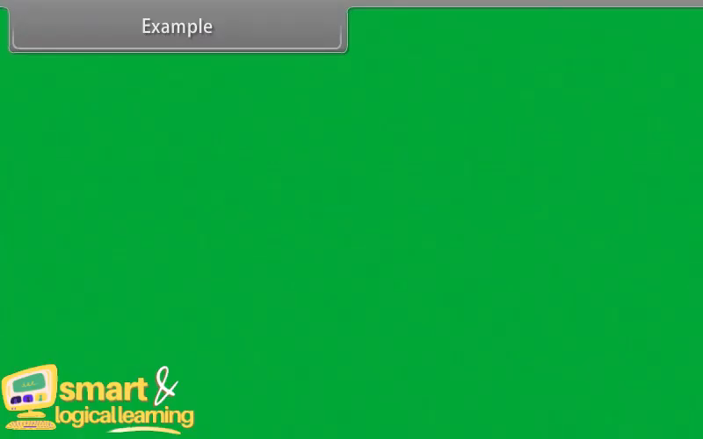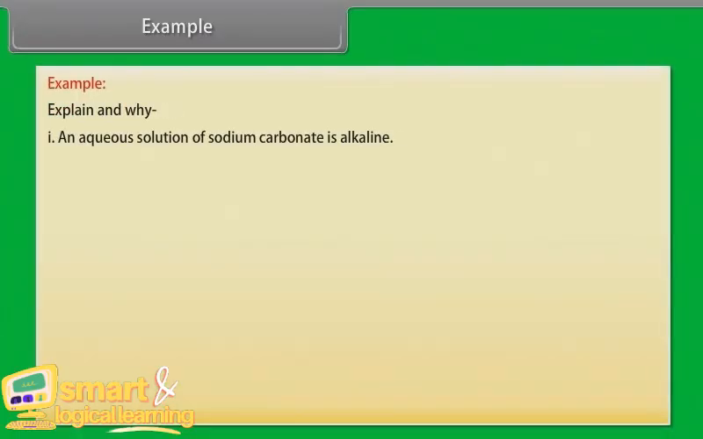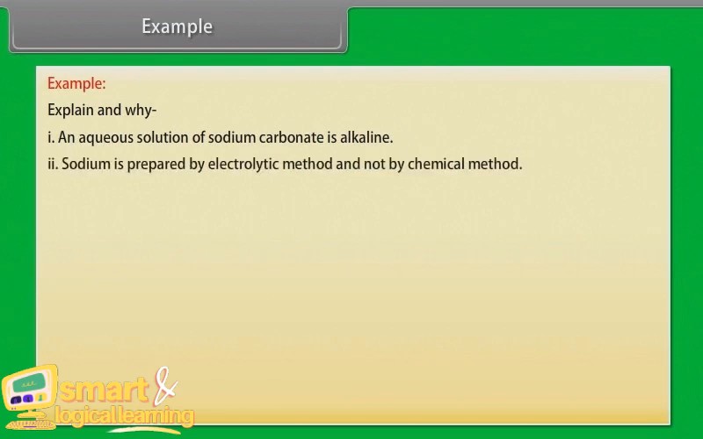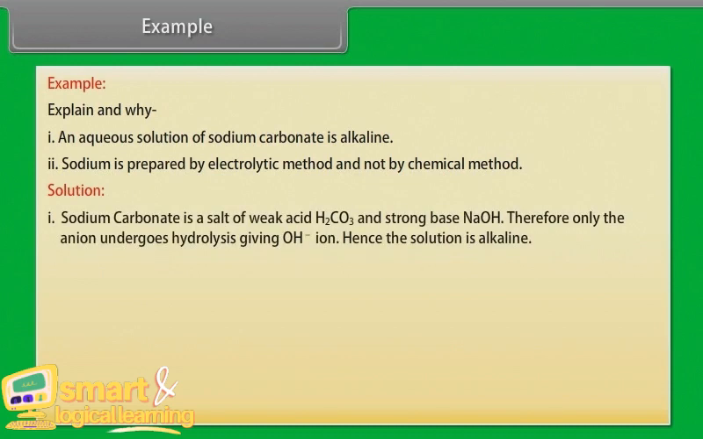Let's take an example. Why is an aqueous solution of sodium carbonate alkaline, and why is sodium prepared by electrolytic method and not by chemical method? Let's see the solution. Sodium carbonate is a salt of weak acid H2CO3 and strong base NaOH. Therefore, only the anion undergoes hydrolysis giving OH minus ion. Hence, the solution is alkaline.